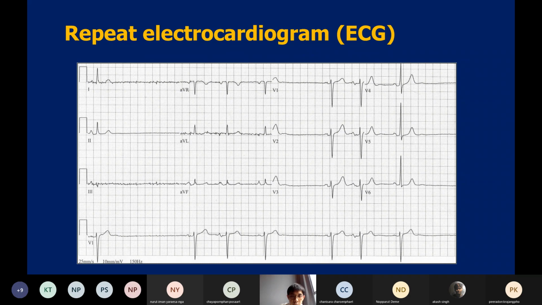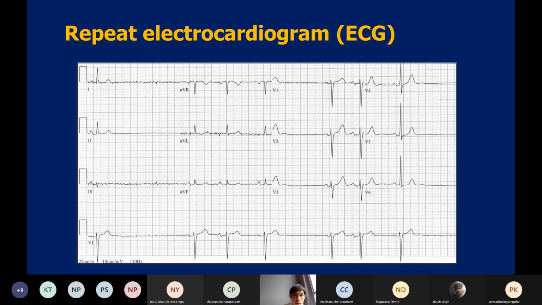Anyone can read this ECG. This is the same patient. We suspect that she has SA node disease, and we repeat the ECG again, and we see this phenomenon. Is it a sinus pause? This one is a sinus pause.